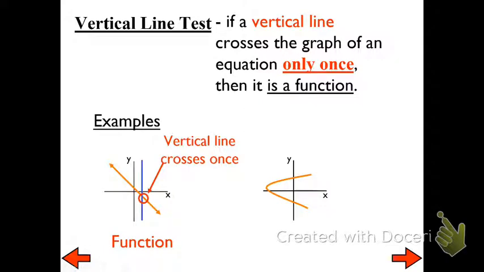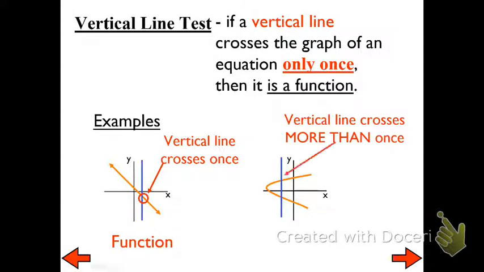Now look at the one on the right. When I draw a vertical blue line, it crosses the red curve in two places, right here and right here. So it fails the vertical line test. It is not a function.